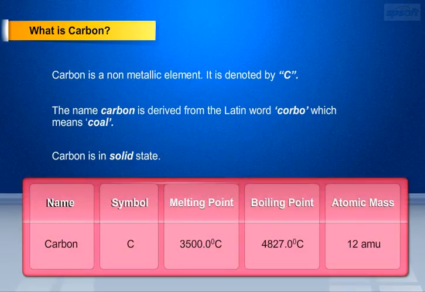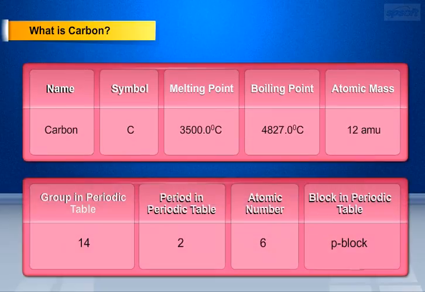The melting point of carbon is 3500 degrees Celsius, and the boiling point is 4827 degrees Celsius. The atomic mass of carbon is 12 amu, and its atomic number is 6. Carbon is present in the 14th group, second period, and it is a p-block element in the periodic table.